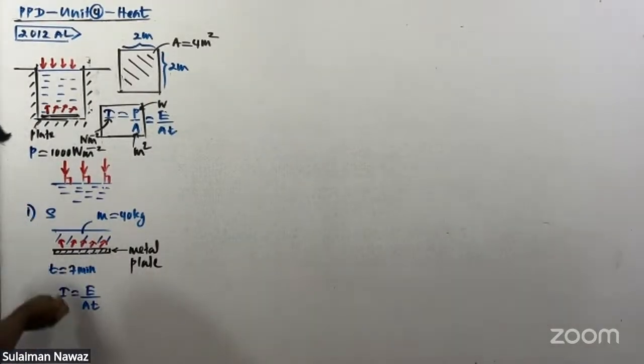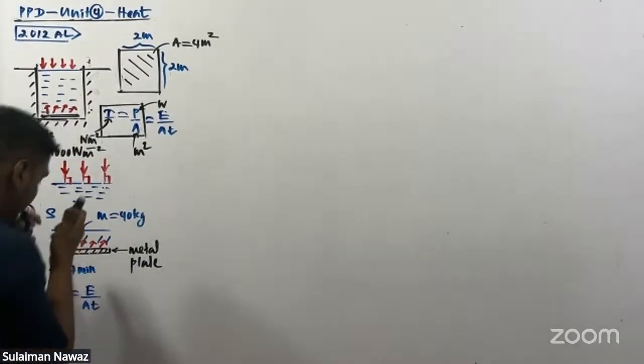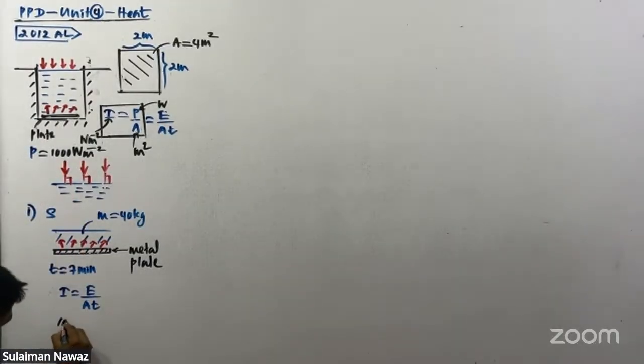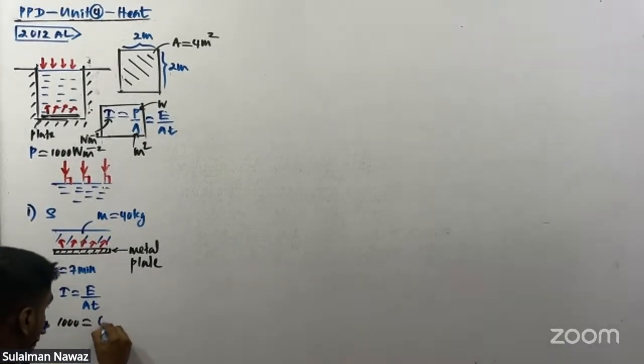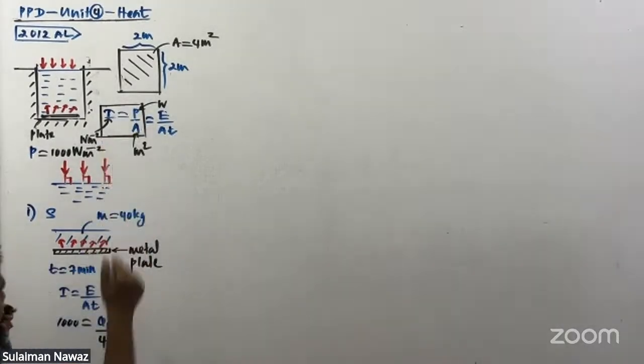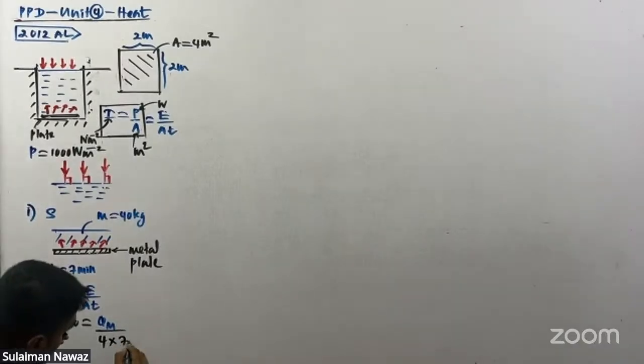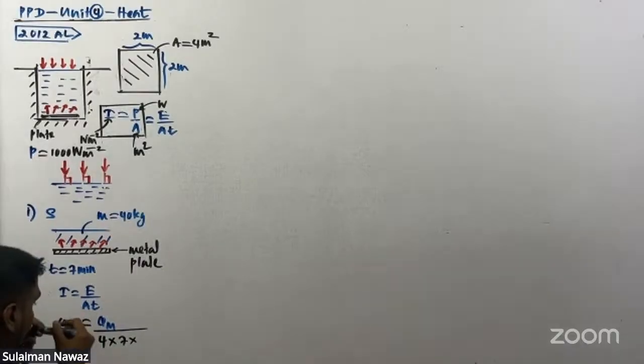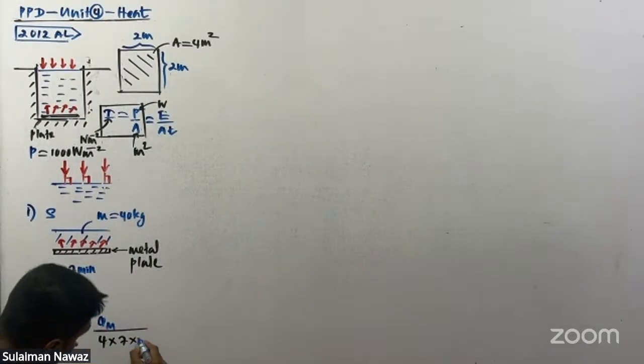We have been given the intensity. How much? Intensity is 1000. Then within the 7-minute period, the amount of heat absorbed by the metal plate is QM. Then the surface area of the metal plate is how much? 2 by 2 means 4 meters squared. The time taken is 7 minutes. But normally we convert time into seconds. How do you convert minutes into seconds? Multiply by 60.